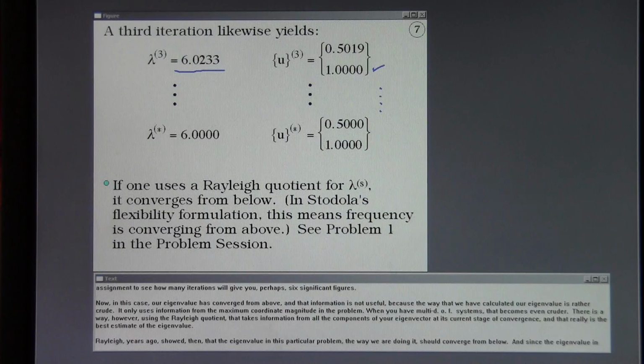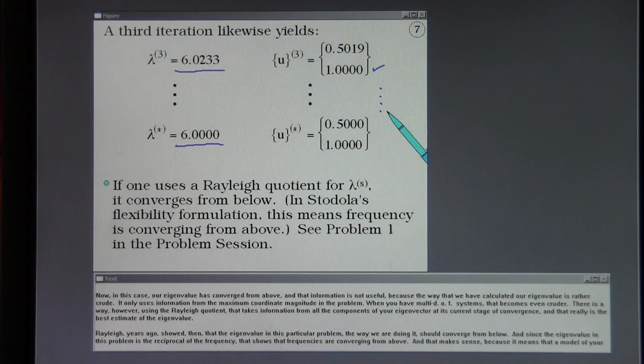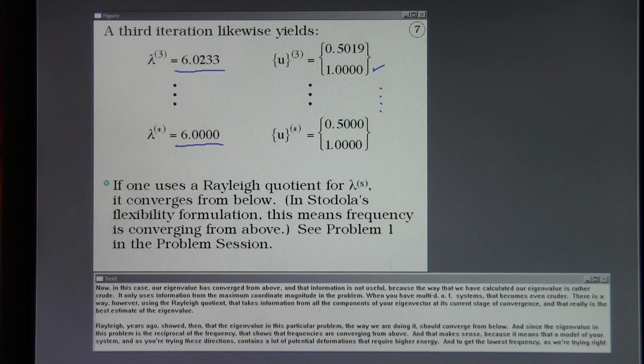Now, in this case, our eigenvalue has converged from above, and that information is not useful because the way that we have calculated our eigenvalue is rather crude. It only uses the information from the maximum coordinate magnitude in the problem. When you have multi-degree of freedom systems, that becomes even cruder. There is a way, however, using a Rayleigh quotient that takes information from all of the components of your eigenvector at its current stage of convergence, and that really is the best estimate of the eigenvalue.